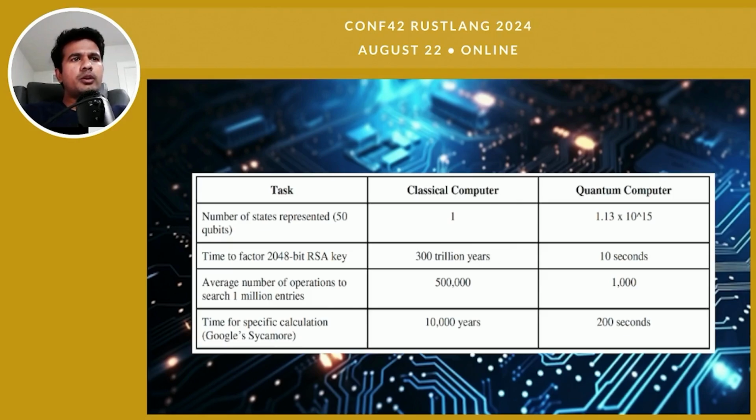One of the most promising applications of quantum computing is in the field of cryptography. For instance, Shor's algorithm, a quantum algorithm for integer factorization, can factor large numbers in polynomial time, potentially breaking many current cryptographic systems. To put this into perspective, factoring a 2048-bit RSA key, which would take approximately 300 trillion years using a classical computer, could theoretically be accomplished by a fault-tolerant quantum computer in just 10 seconds.